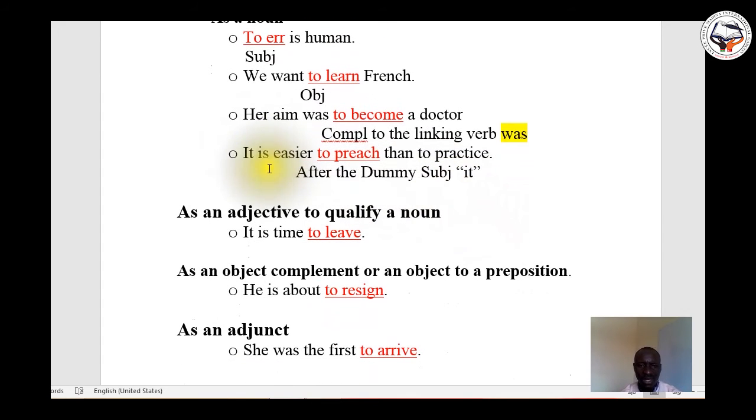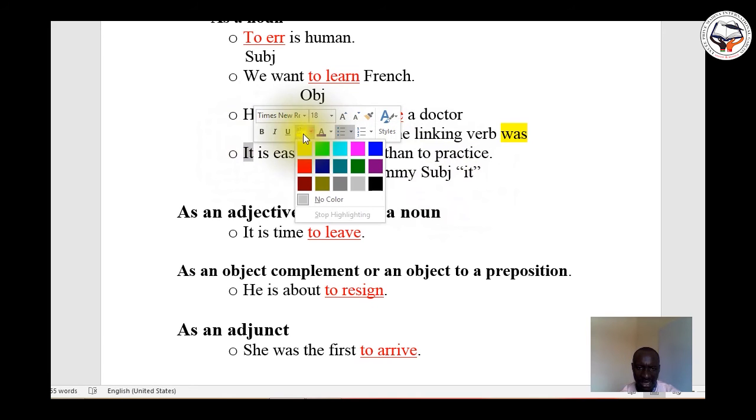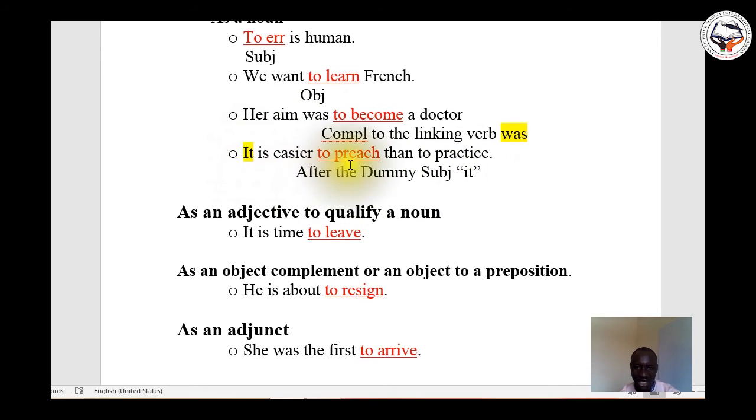All right. It is easier to preach than to practice. After the dummy subject. Here, it is a dummy subject. It is easier to preach than to practice, after the dummy subject.